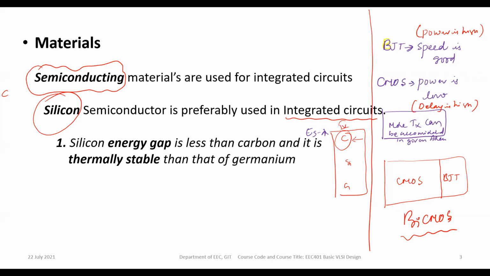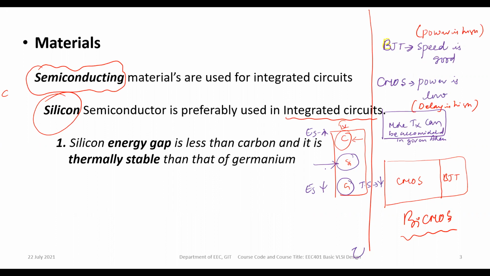So if you consider the germanium, the energy gap is low. That point is we focus on energy gap, but the energy gap is low, and the thermal stability is very less. Another problem is that the operating temperature for the germanium ICs is very, very low. So therefore, we have to consider silicon for moderate values of the energy gap as well as thermal stability.